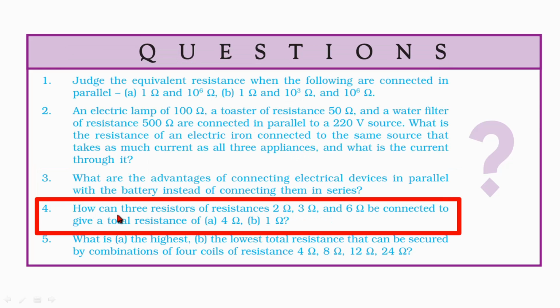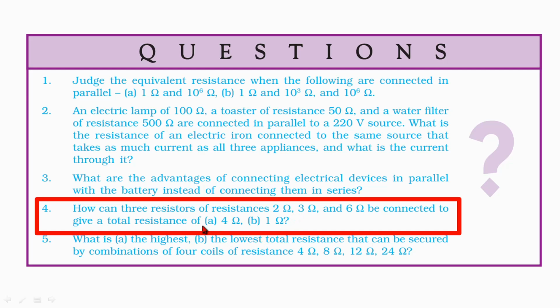Next question is, how can three resistors of resistance 2, 3 and 6 ohm be connected to give a total resistance of 4 ohm and 1 ohm? Now this is just a tricky question. You don't need to get confused by it. It's a sort of mental ability question.